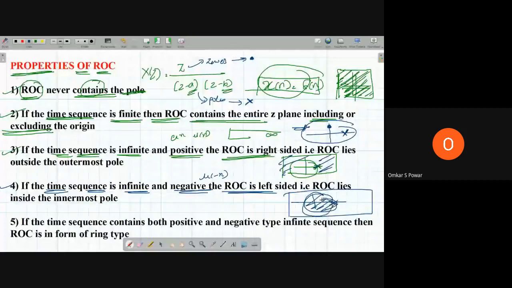Don't worry about those things. When we solve the problems, we'll understand perfectly. Then if it is both a positive and negative type sequence, then the ROC is in the form of a ring type structure. So your ROC will be something like this. Okay. So that is the meaning of this fifth point.